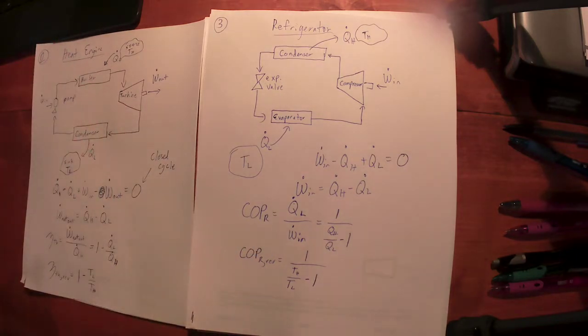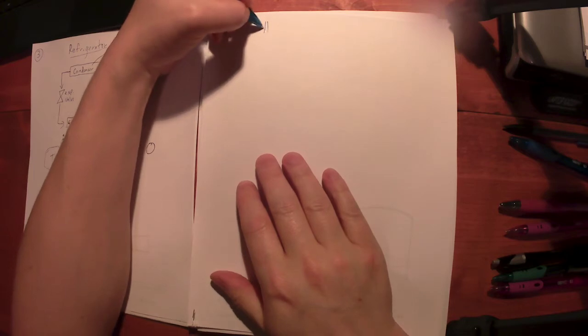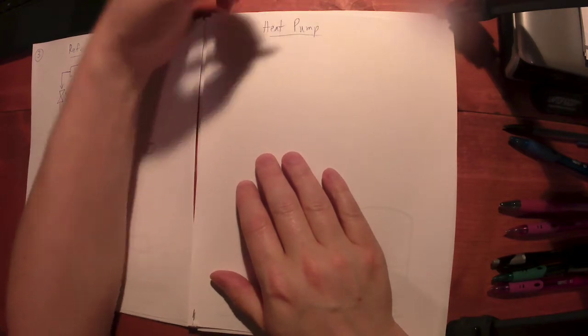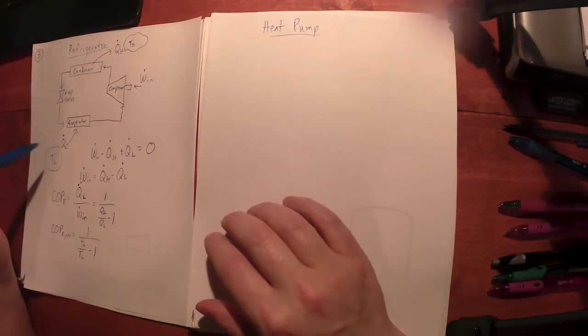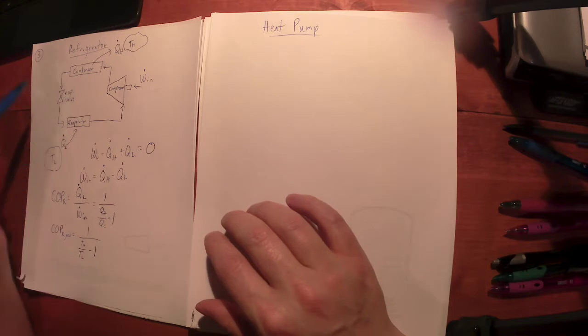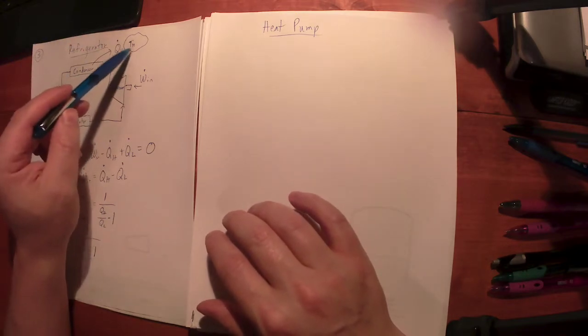Okay, and then we talked just a little bit, and we've seen some problems. The heat pump is a refrigerator. The difference with the heat pump is where with the refrigerator I want to cool the refrigerated space. With the heat pump, what I actually want to do is I want to actually heat some other space.